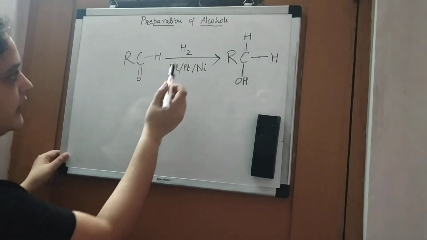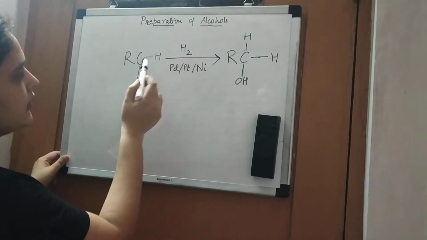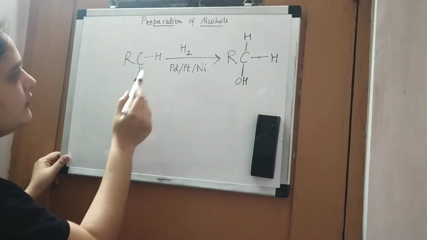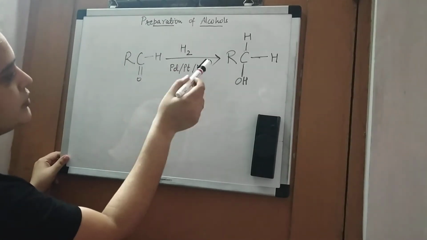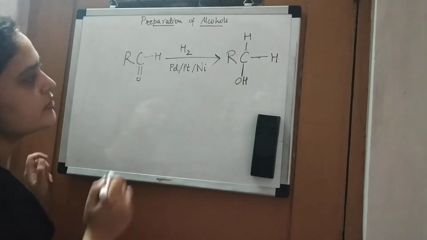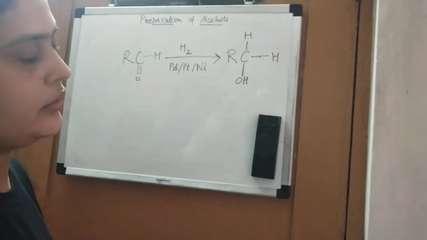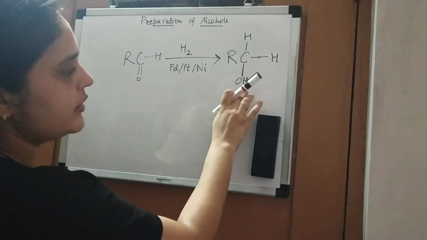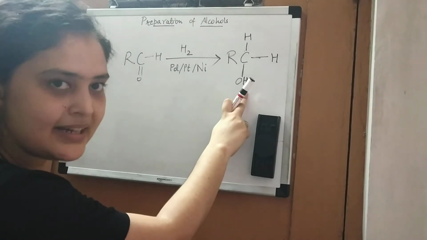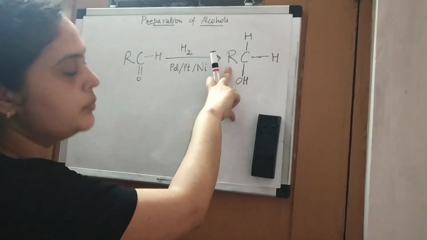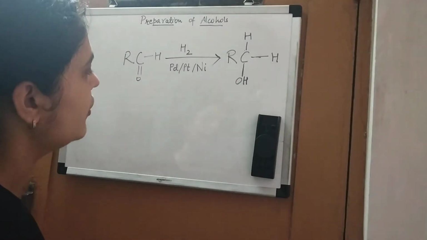So what is happening here? The hydrogen is adding here to the oxygen atom and here to the carbon atom. So you are getting RCH2OH, and this is a primary alcohol because the alpha carbon, to which the hydroxy group, the functional group, is attached, is attached to only one alkyl group. So it is a primary alcohol.